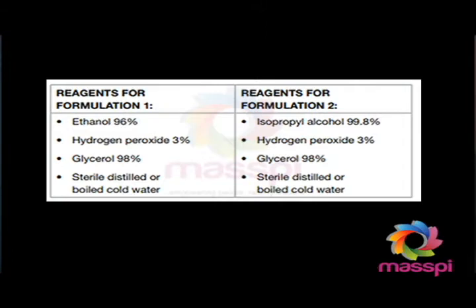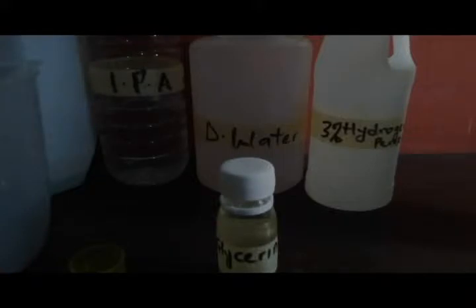That is what you need for the production of hand sanitizer under formula one recommended by the World Health Organization. Then the second formulation recommended is IPA, which you need to buy at 99.8% concentration, glycerin 98% concentration, hydrogen peroxide, that also is 30% concentration. Then the last one is distilled water.